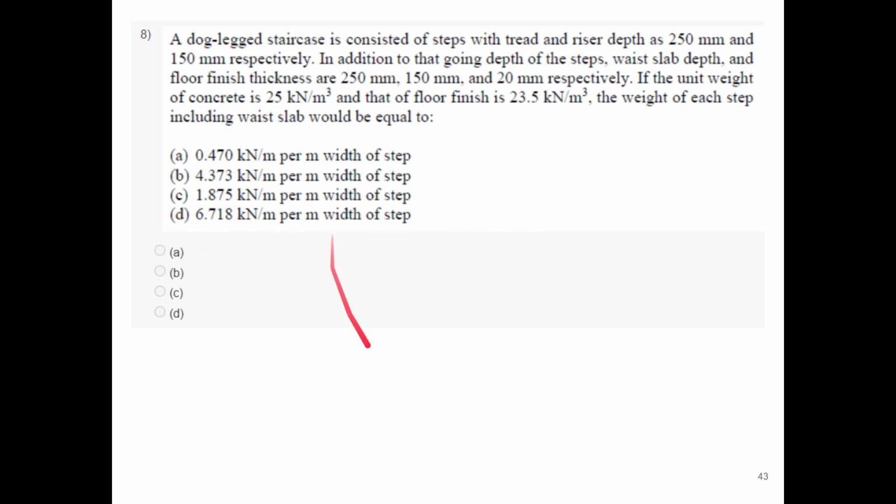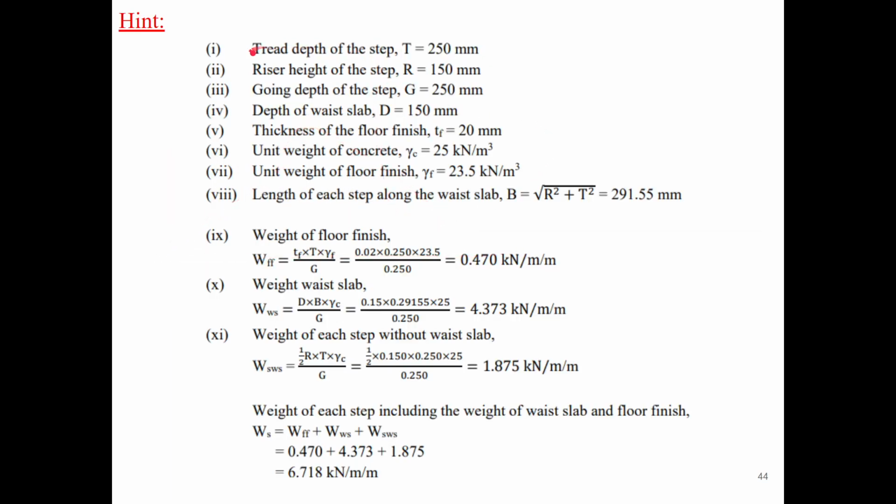So which will be the correct option? We need to find the weight of each step, including waist slab, and also floor finish is given. Therefore the total weight will be the addition of three weights: the weight of each step excluding the waist slab, the weight of the waist slab, and the weight of floor finish. We have to just add. So these are the given values.